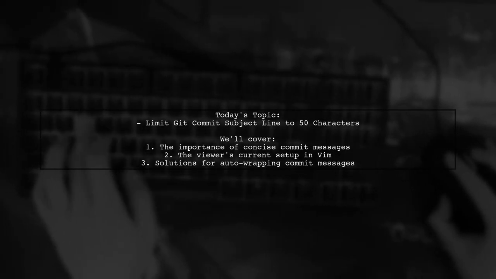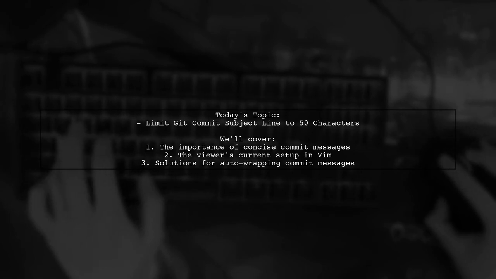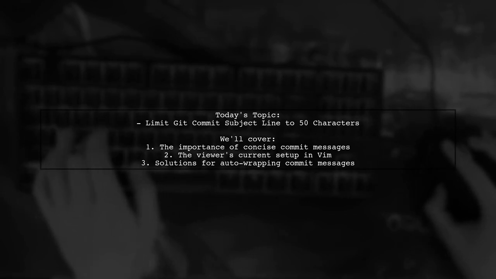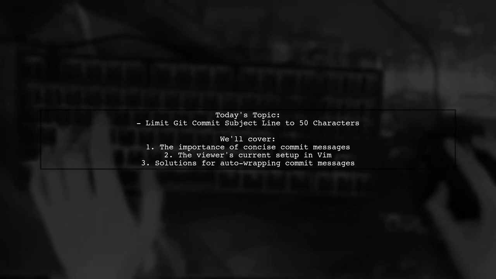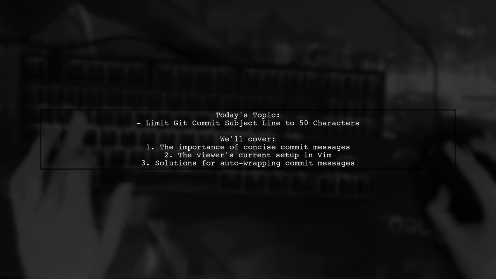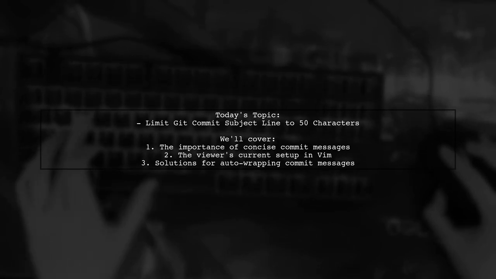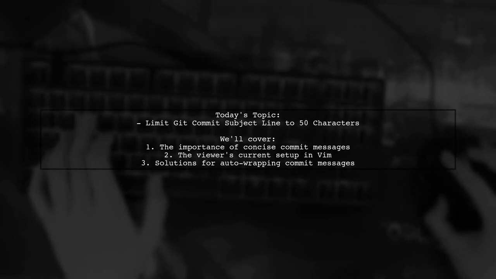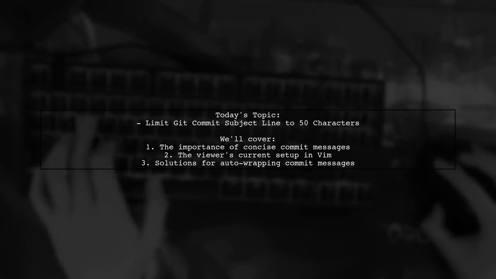Today, we're tackling a question that many developers encounter while using Git and Vim. Our viewer is curious about how to limit the subject line of their Git commit messages to 50 characters. This practice is gaining traction in the developer community as it helps keep commit messages concise and readable. Let's dive into the specifics of the question and explore how to achieve this in Vim.